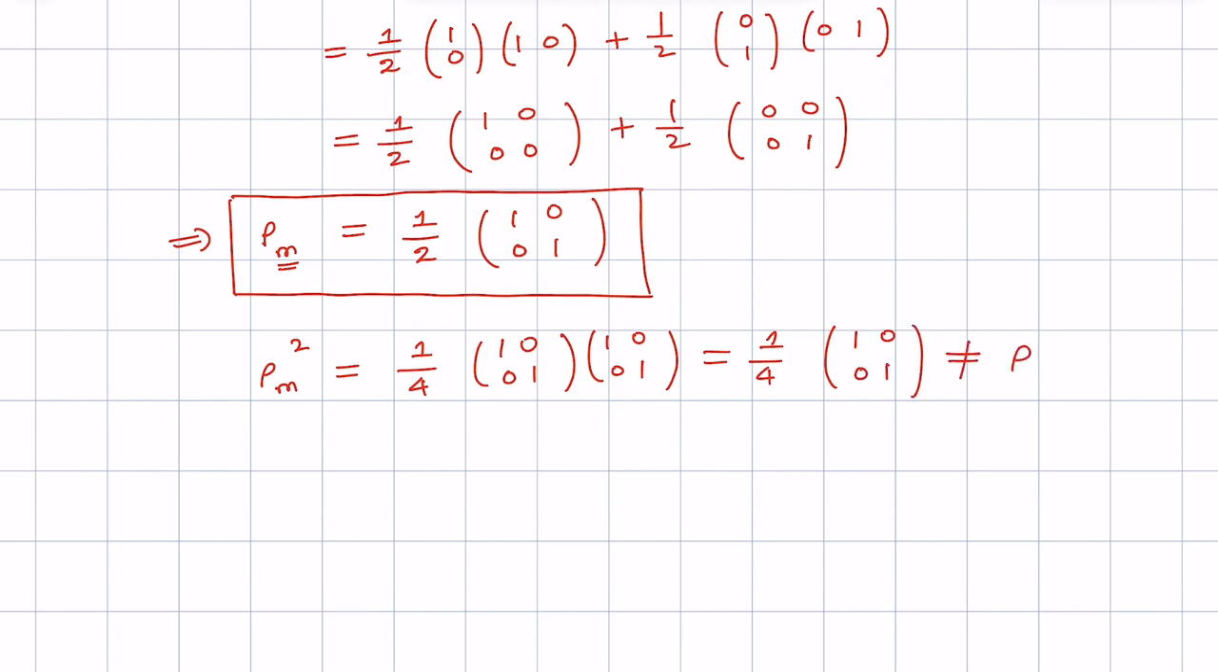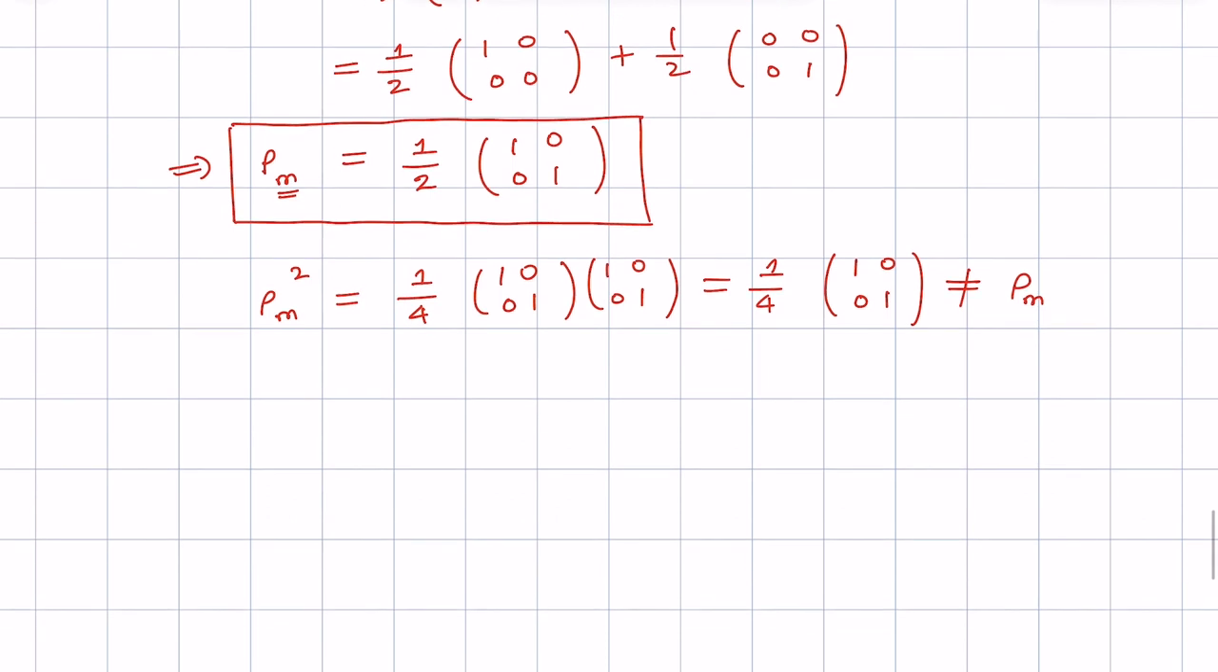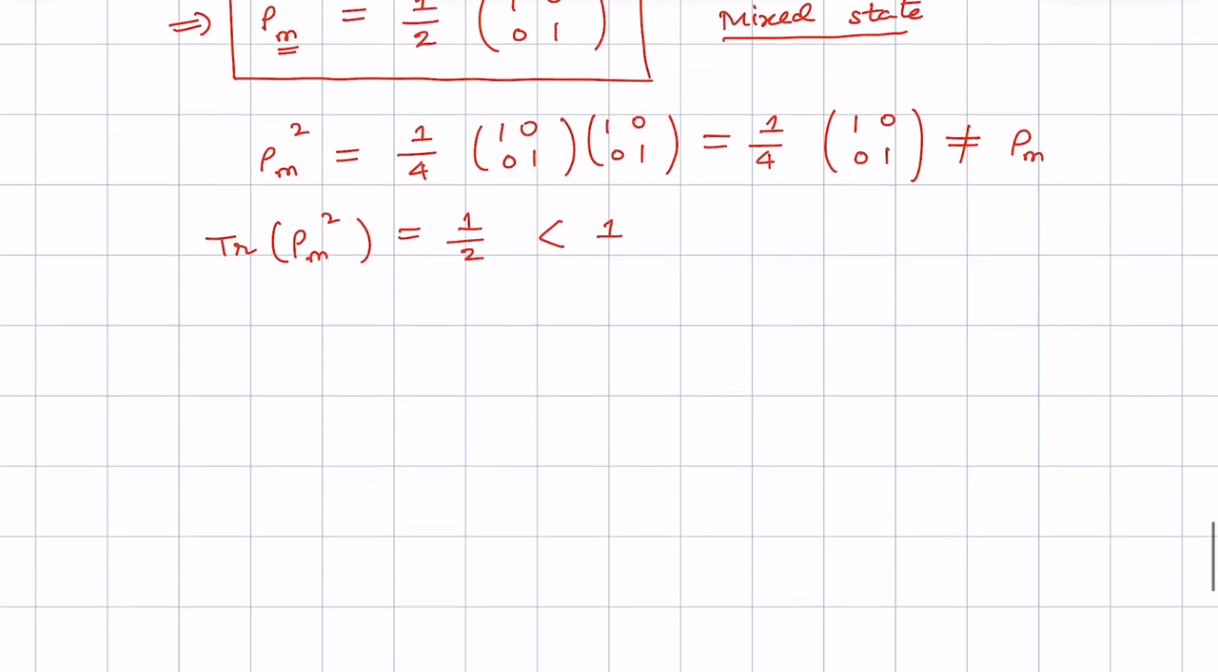And clearly this is not equal to rho_m. This is one of the things that the mixed state has to obey. Also, immediately you can see that trace of rho_m square is equal to 1 by 4 plus 1 by 4, that is half, and this is definitely less than 1, confirming that rho_m is a mixed state. Also, you see that this state has no non-zero off diagonal elements; all the off diagonal elements are zero, and it has equal diagonal elements.